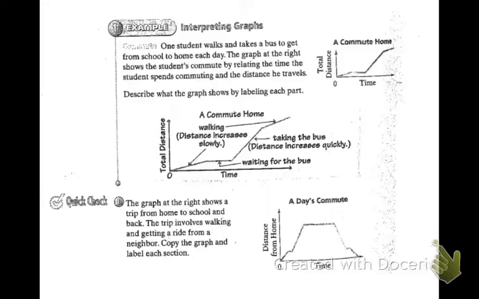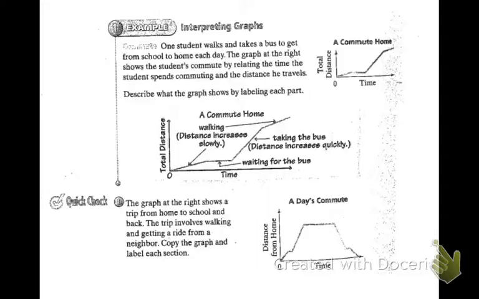So the very low steepness parts are when he is walking, because the distance will be increasing slowly. When it is flat, he is waiting for the bus. When it is steep, he is taking the bus because the distance increases quickly. And then that other less steep area is walking again.